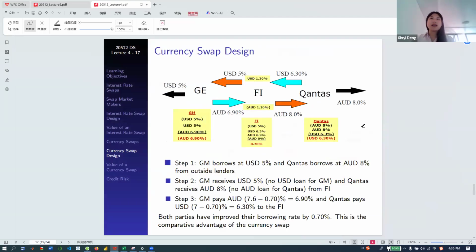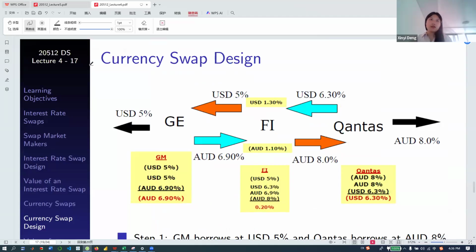Now we design the currency swaps. So the steps are pretty much the same as what we have for the interest rate swap. So what's happening here is again that first step. We write out the actual loans.